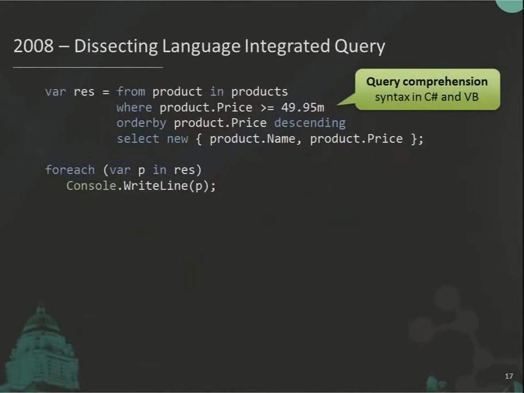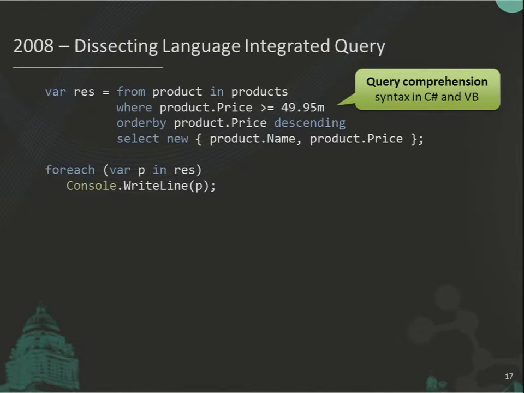We introduced something called query comprehensions in the .NET languages, C# and VB. So here you see a query over products, where I filter out the products with a price larger than $49.95. I order them descending by price, and then I select out some name and price. And finally, I can iterate over that, or I can data bind that to some UI.